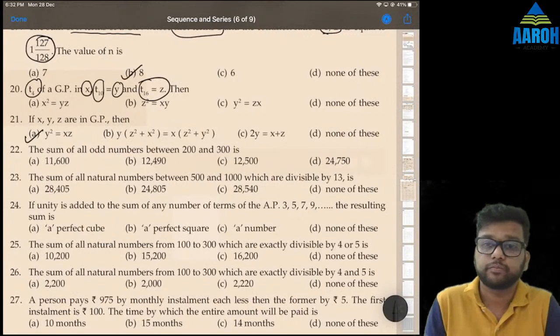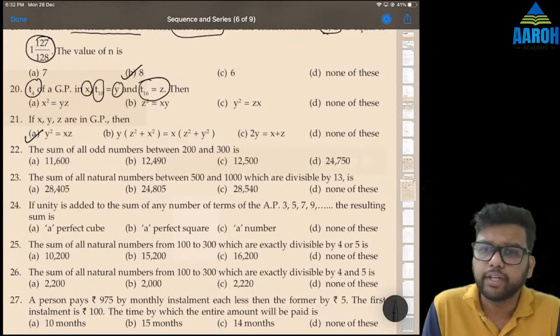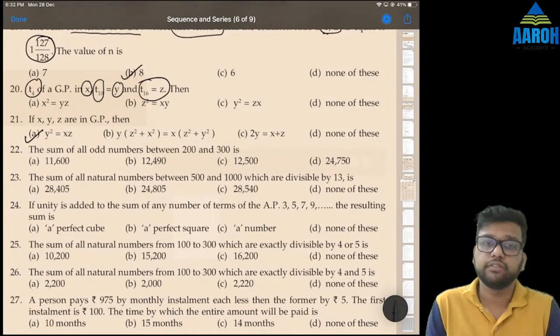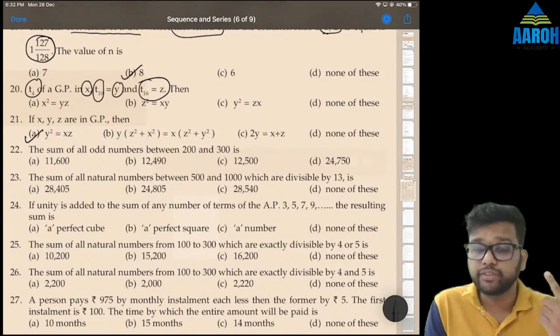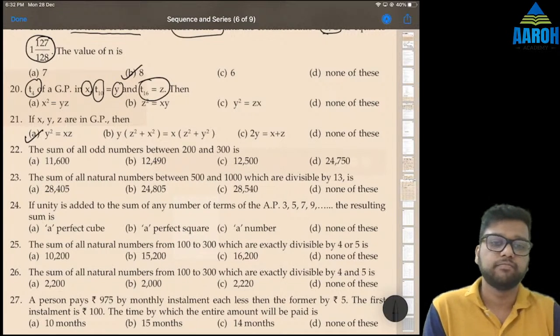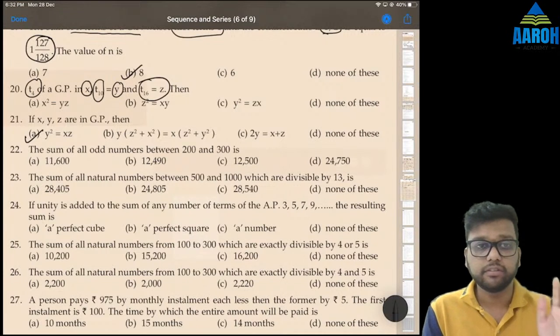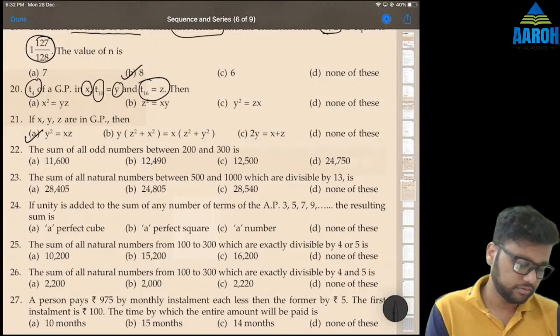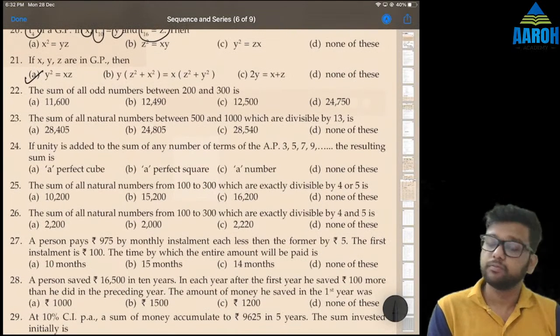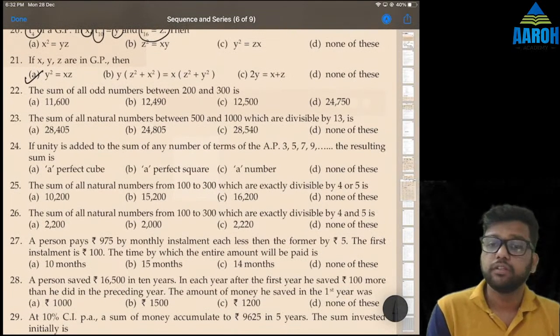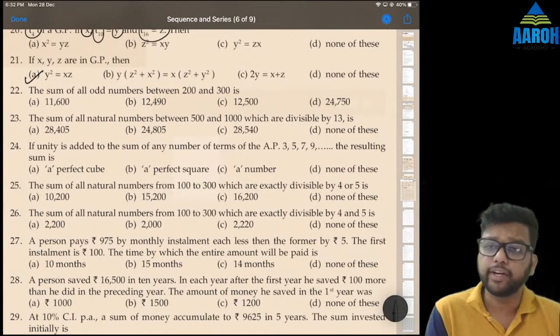Check. Got it, option A, 21st. I think there is some background noise from my side, but am I still audible or is there some issue? 21A, let me know if you have got it. If yes, let's go to 22.